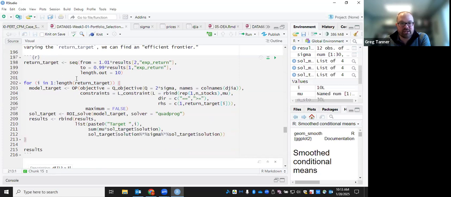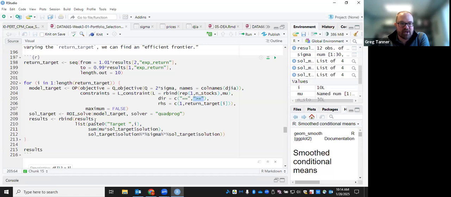Each time I'm going to use a different target on my right-hand side. Notice now I've got the same objective as when I was minimizing risk, but now I've got two constraints. One is my budget constraint where I've got all ones. The other constraint, I'm using that mu vector to make a constraint on the expected value of returns. The budget constraint is an equality constraint. For the expected returns, I want greater than or equal to whatever my target is. I want to do at least as well as my target as far as expected returns.